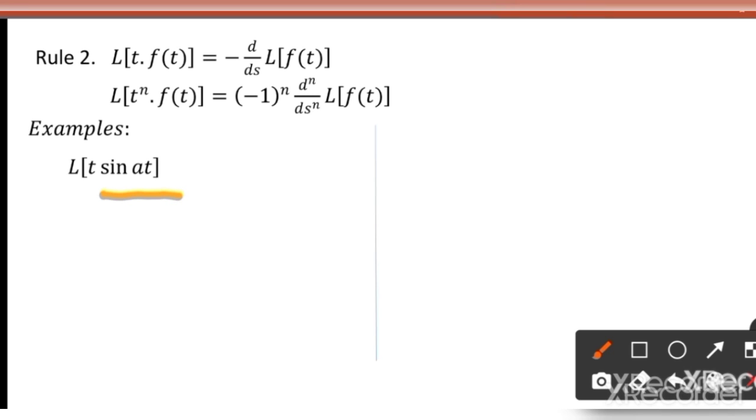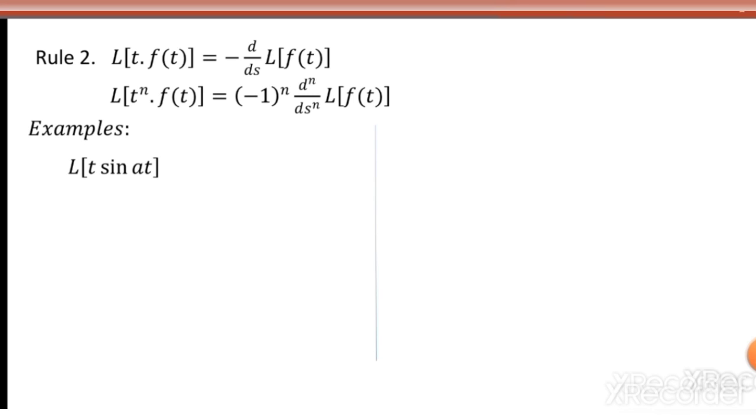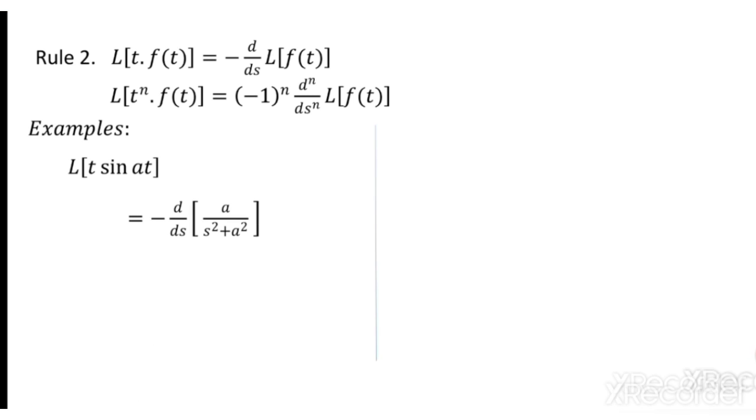So once it is obtained, you differentiate once and then multiply by the minus sign, because of minus 1 power 1. So that gives d by ds of a by s square plus a square. How to differentiate it? Either you can differentiate directly or you can use the quotient rule, the u by v rule: denominator square v square, denominator into derivative of numerator, vu dash, minus numerator into derivative of denominator.